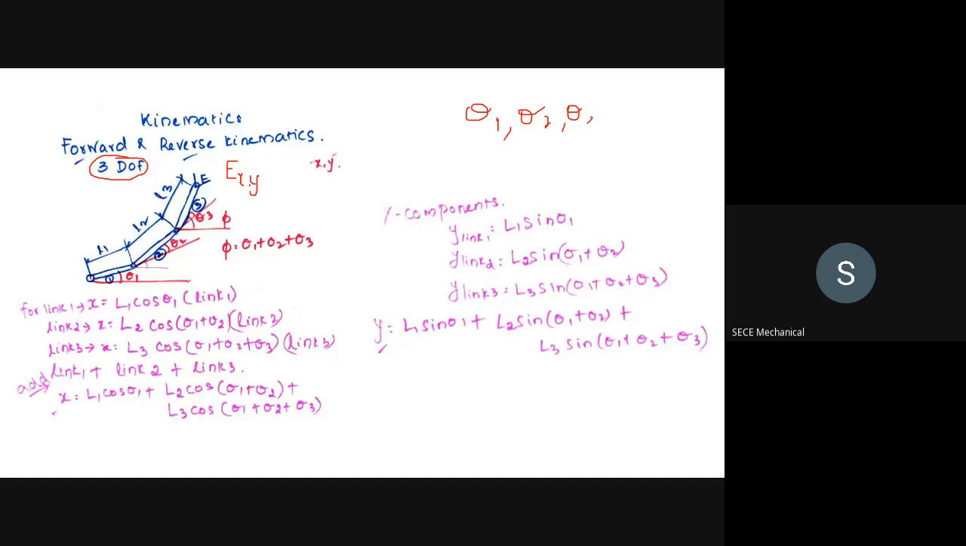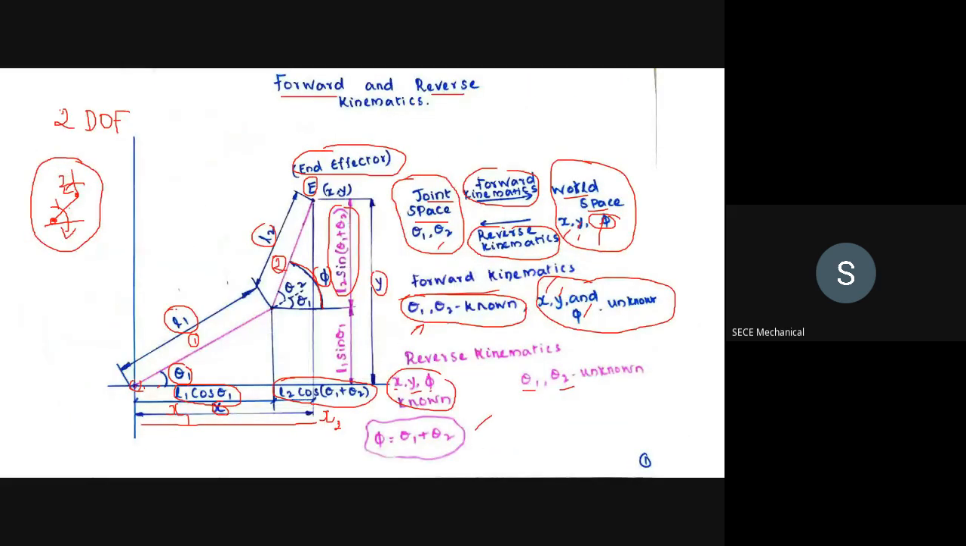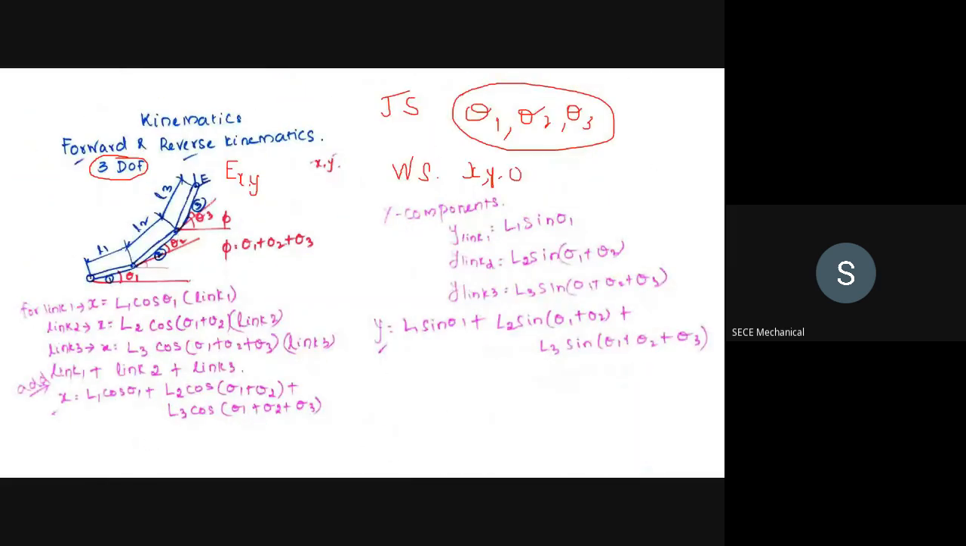For 3 degrees of freedom, you have 3 angles, no? You have theta 1, theta 2, theta 3. So it is your joint space. And for world space, say what is my world space? It is for your end effector. For this world space, you have to find the value of x, y, and also pi. No issues, pi.